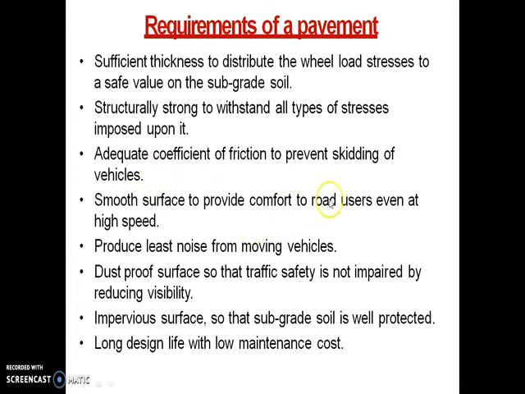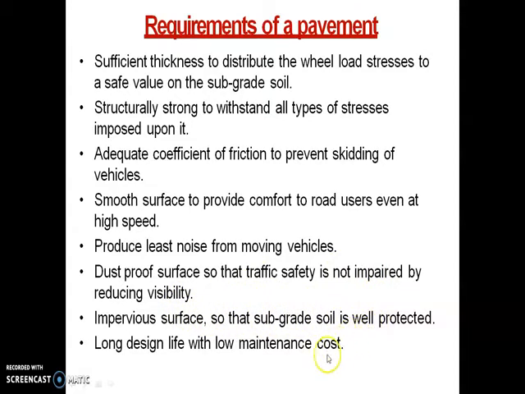Dust proof surface so the traffic safety is not impaired by reducing visibility. Impervious surface so that subgrade soil is well protected. Long design life with low maintenance cost. Okay. Next one I have to show this one.